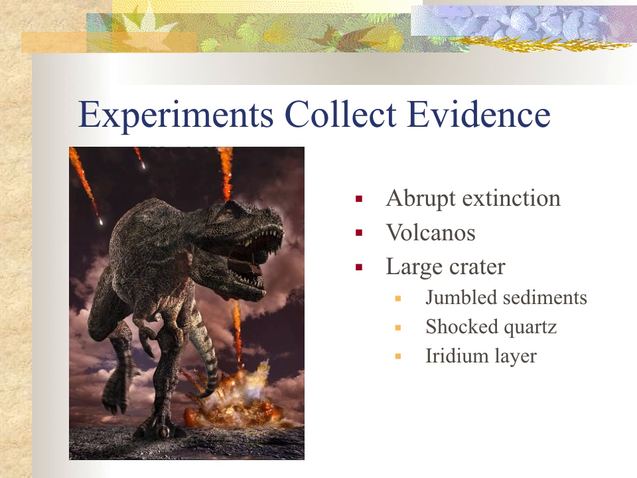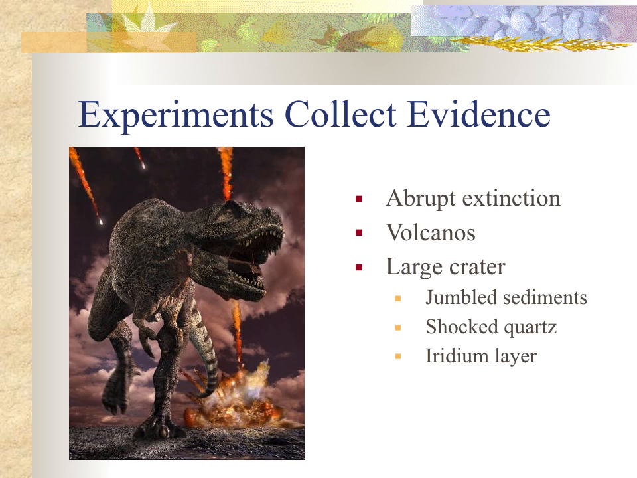And we do find some evidence for all of those things, but the most unusual evidence we find is that we find a large crater at that exact time, and that crater is in the Gulf of Mexico, just below the Yucatan Peninsula of Mexico.